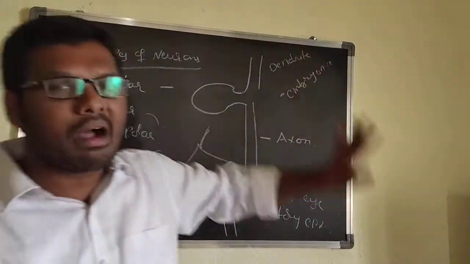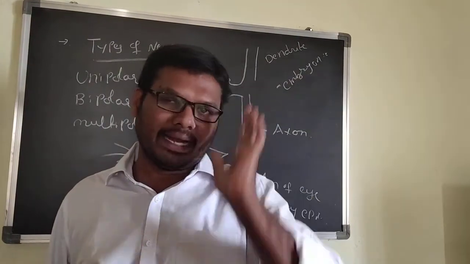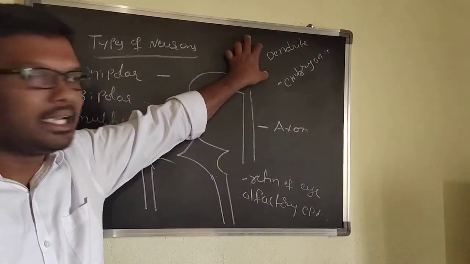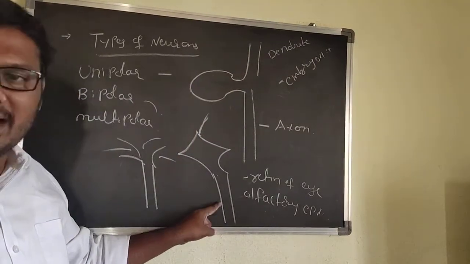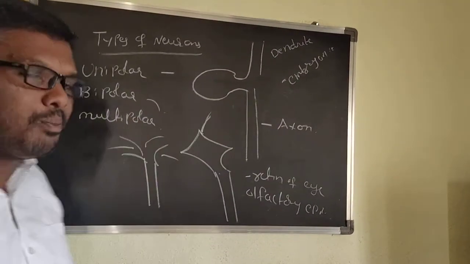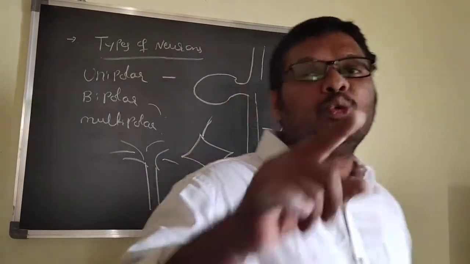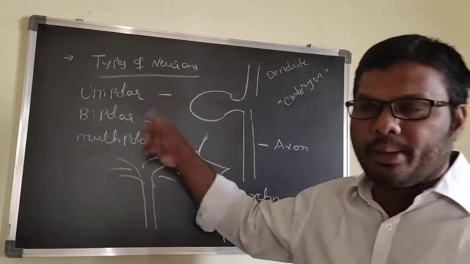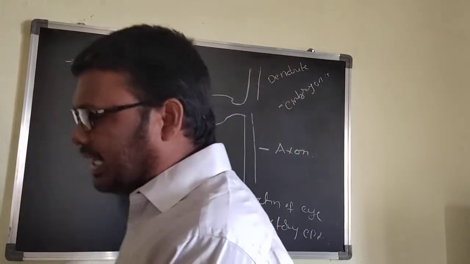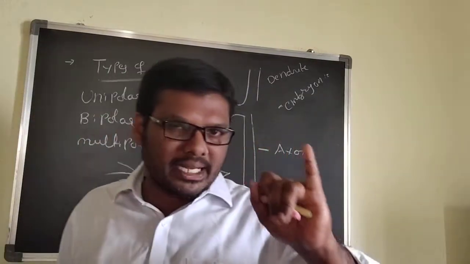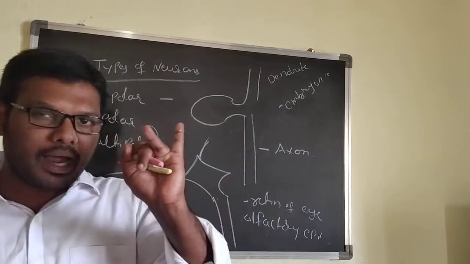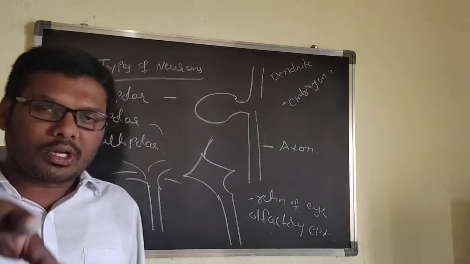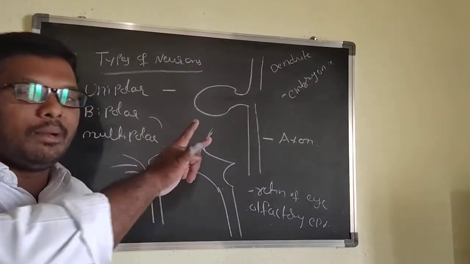That's why the type of neuron is based upon the dendrites. Here all have an axon, but here there is no proper dendrite. A bipolar neuron has one axon and one dendrite, and a multipolar neuron has one axon and two or more dendrites. That is the differentiation between unipolar, bipolar and multipolar. Unipolar neurons can be seen in the embryonic stage. Bipolar neurons can be seen in the retina of the eye and olfactory epithelium. In the remaining parts, our whole body consists of multipolar neurons.